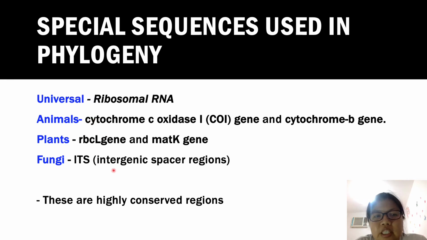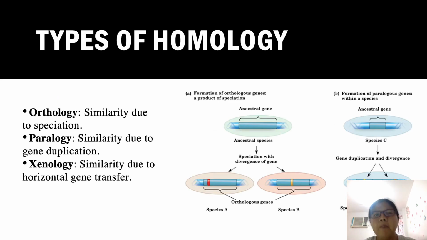So these sequences are being used in DNA barcoding. So we have what we call DNA barcoding to identify organisms easily. Okay, so like I said, these are highly conserved regions. Now, in homologies of sequences, why is there homology in sequences? So there are 3 types of homologous sequences. We have the homology due to orthology, and then paralogy, and synology.